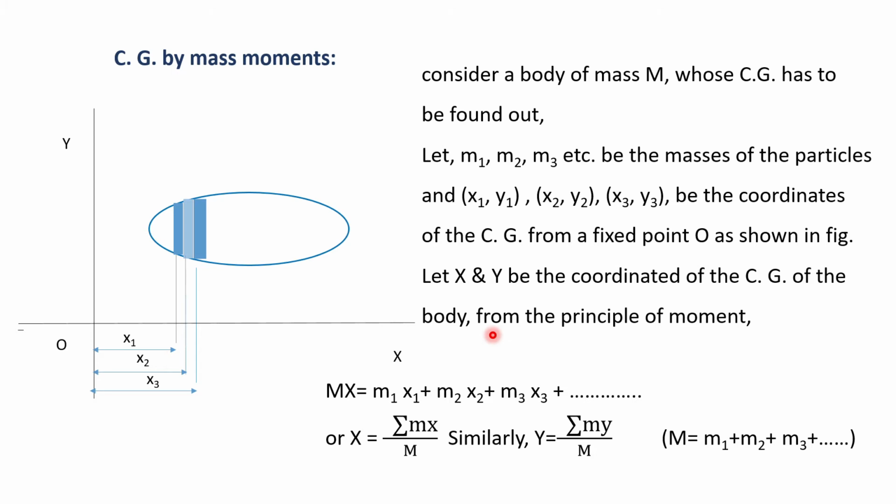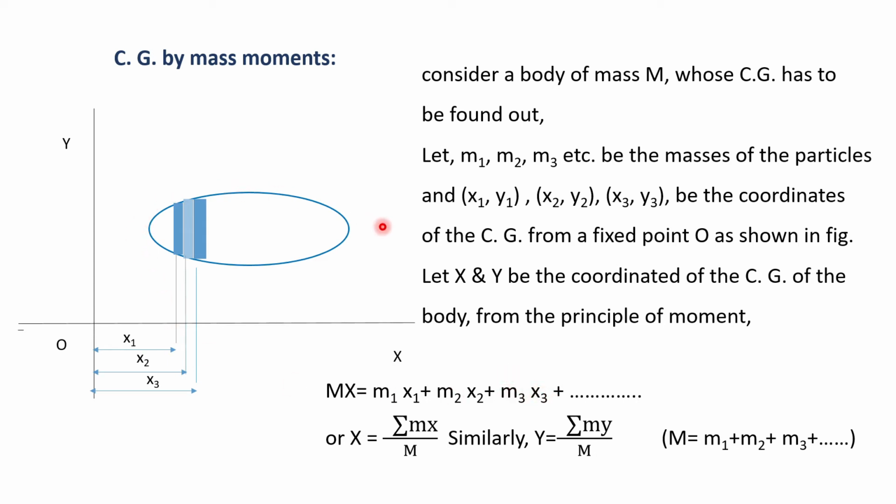I hope you remember the principle of moments, Varignon's principle, that is, the moment of the resultant is equal to the summation of the moments of its components. Putting the analogy with that, here we have the whole mass, capital M, and the distance x bar of its CG from the reference axis, equal to m1 x1 plus m2 x2 plus m3 x3 and so on. So what is m1? m1 is the mass of this particular particle or strip, and x1 is its distance from the reference axis, and so on for x2 for the second strip and the third strip.